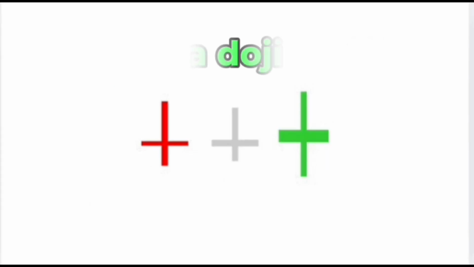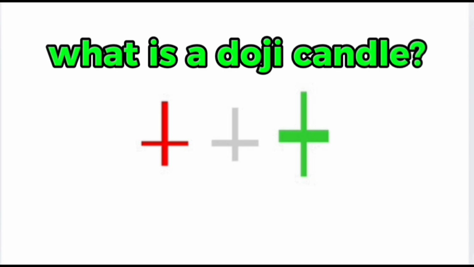So on today's video, we are discussing Doji candlesticks and their important significance. But what is a Doji candle? A Doji is a candlestick that forms when the opening of the price and the closing of the price are entirely equal or very close to equal. A Doji is considered a neutral pattern suggesting indecision between the buyers and the sellers in the markets.